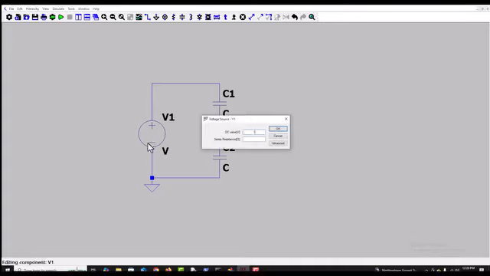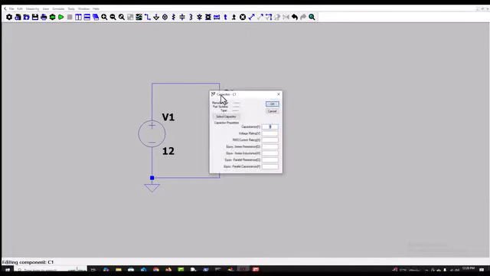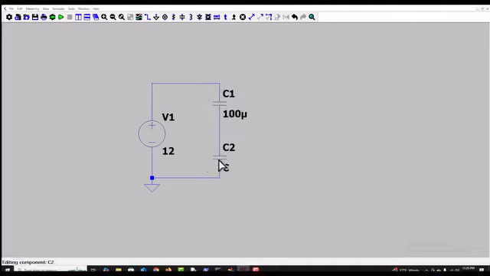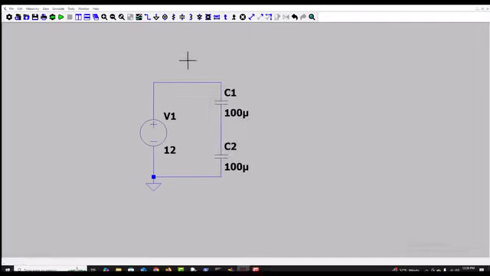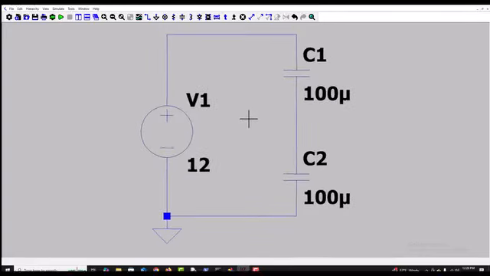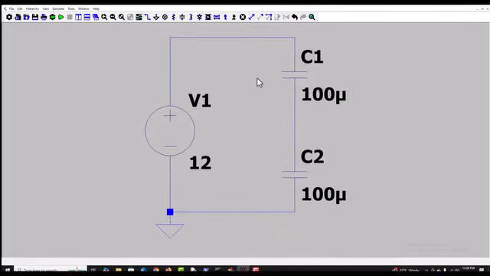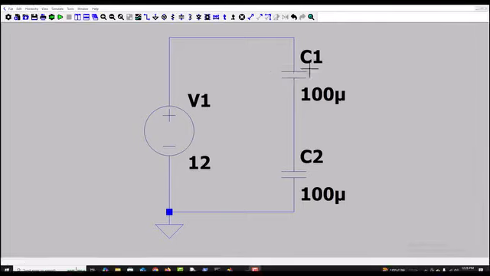So if this is a voltage source of 12 volts, and this is a capacitor of 100 micro and 100 micro, then what's going to happen to these in series? So having two capacitors in series, we're actually going to add them in parallel. It's the inverse of what we would expect with resistors.